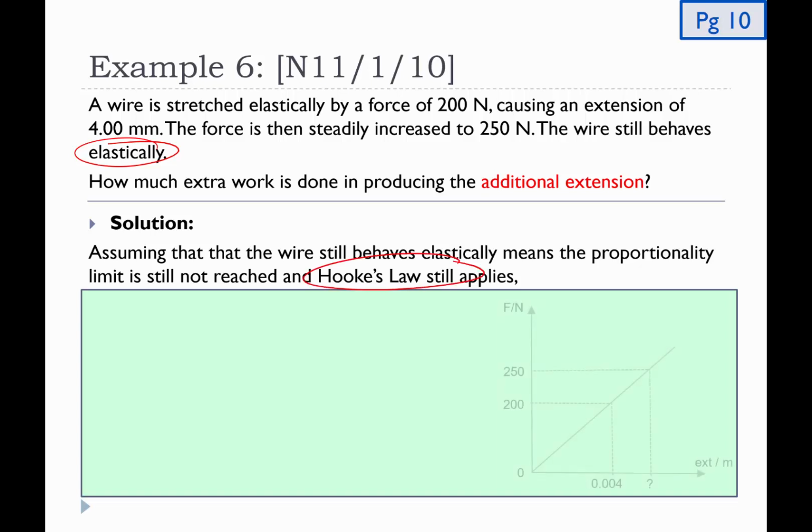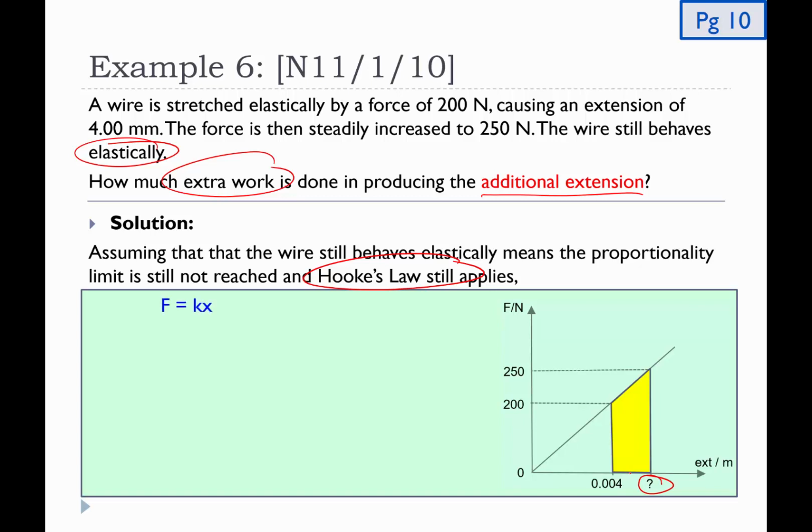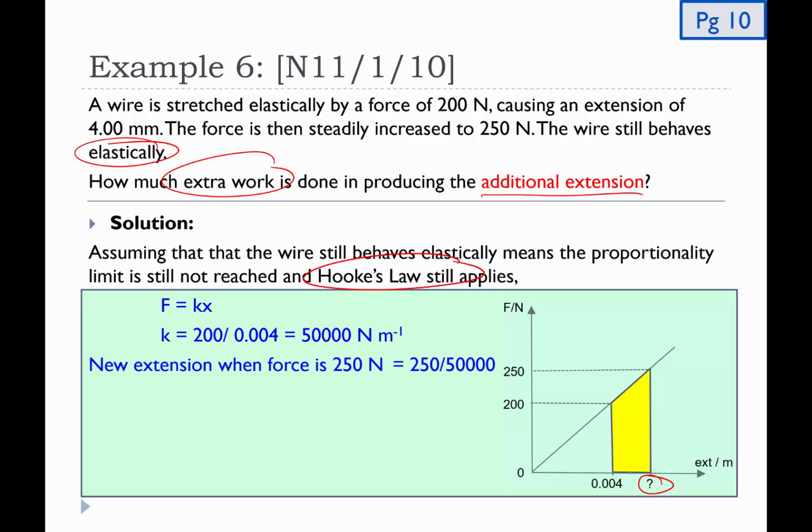So knowing that, we draw an F-x graph. The extra work done to produce the additional extension is basically the yellow highlighted area. In order to find the area, we will need to find the new extension. To find the new extension, we will need to use Hooke's law, F equals kx, knowing that at first the force is 200 Newton, and we have an extension of 4 mm. Therefore, we can find the spring constant k, 50,000 Newton per meter. So the new extension when the force is 250 Newton is equal to 250 divided by 50,000. Essentially, this is using the formula x equals F over k.